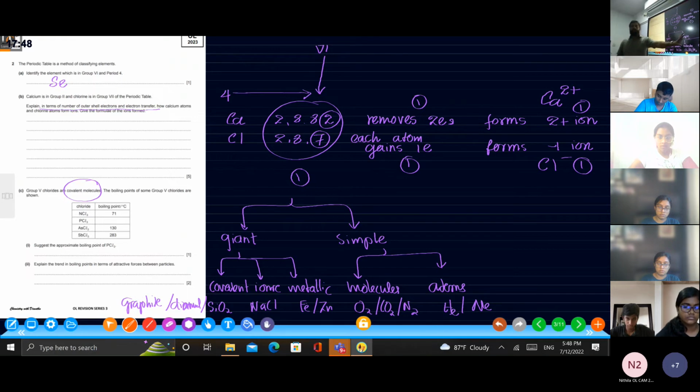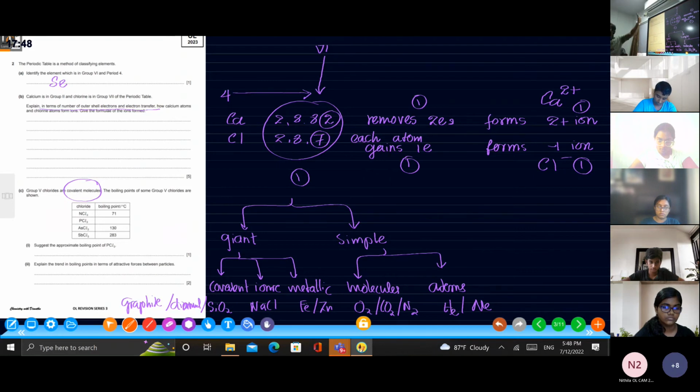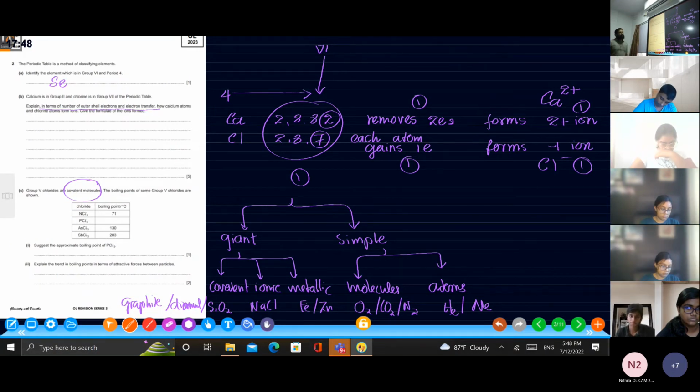So the simple atomic ones have very low melting points and boiling points, whereas giants have high melting points and boiling points. Is that clear? So I will give you these kinds of study-friendly notes, with a little bit of structures, so that you can get it.